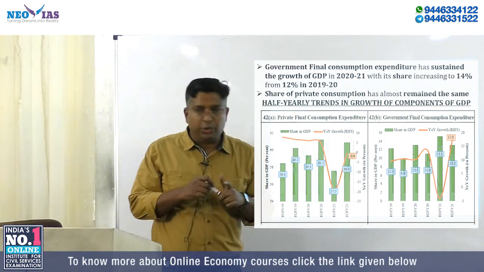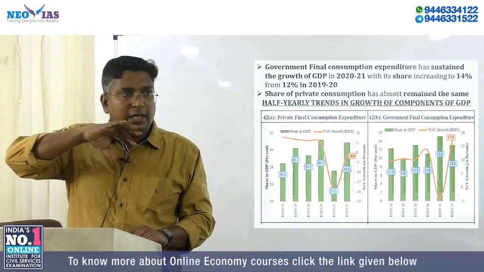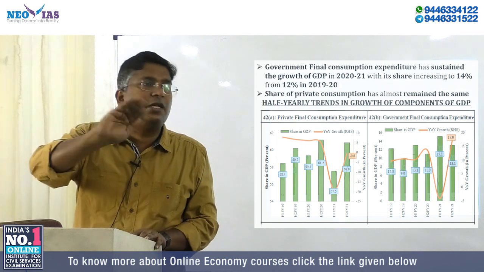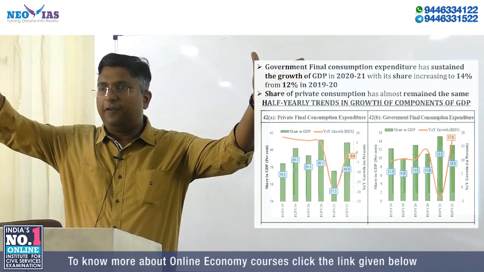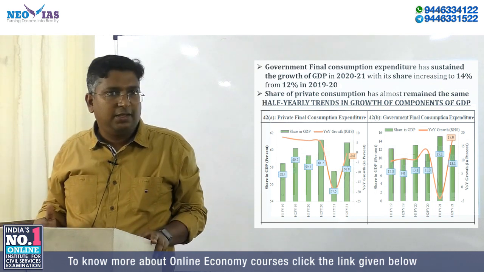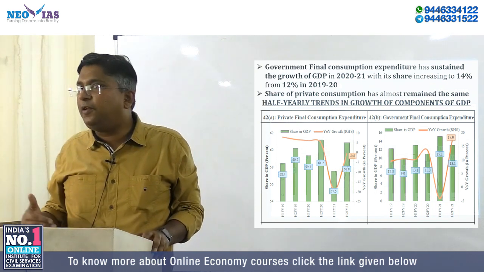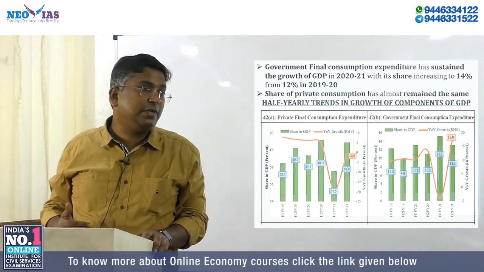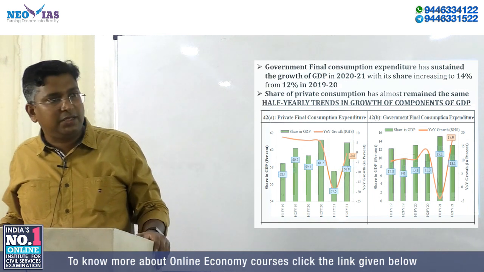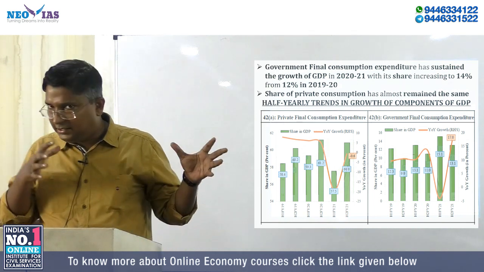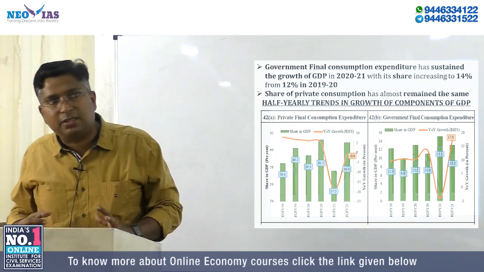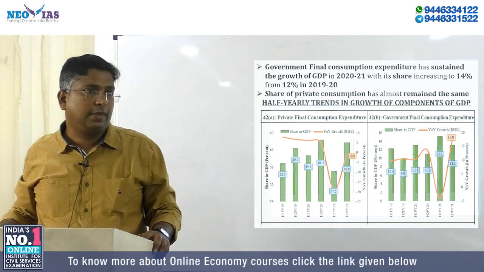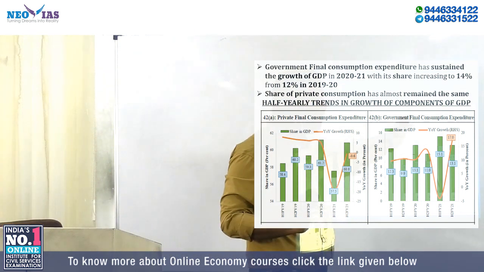What you need to keep in mind is that private final consumption expenditure is near 60% of GDP. Out of all the four components, the largest component is private final consumption expenditure. The exact figure, as per the economic survey, is 59% of GDP in the 2021 financial year. And one of the reasons we had contraction is that private final consumption expenditure has declined. Now coming to the government final consumption expenditure.